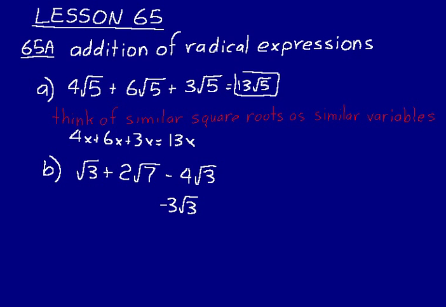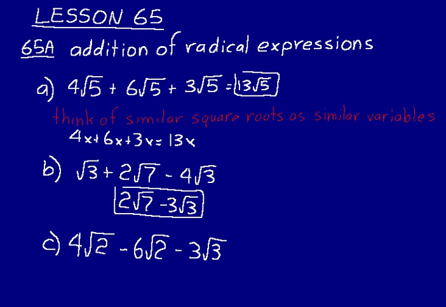But then we have the 2 times the square root of 7, which is not the same, so we just leave it alone. There's our simplification: 2 times the square root of 7 minus 3 times the square root of 3. That's as much as we can add for that problem. Of course, we could work this out on a calculator, but that's not what they want. They don't want a number with a bunch of decimal places. They just want the number in terms of square roots and whole number factors.